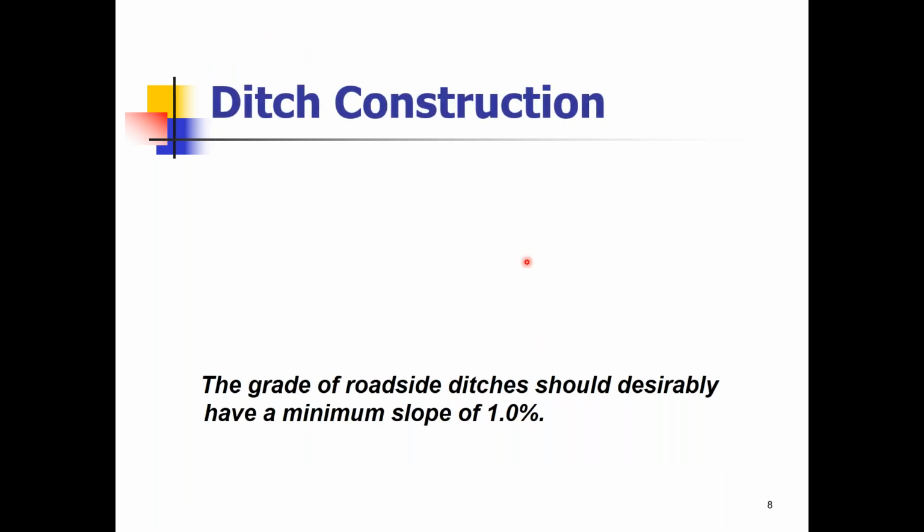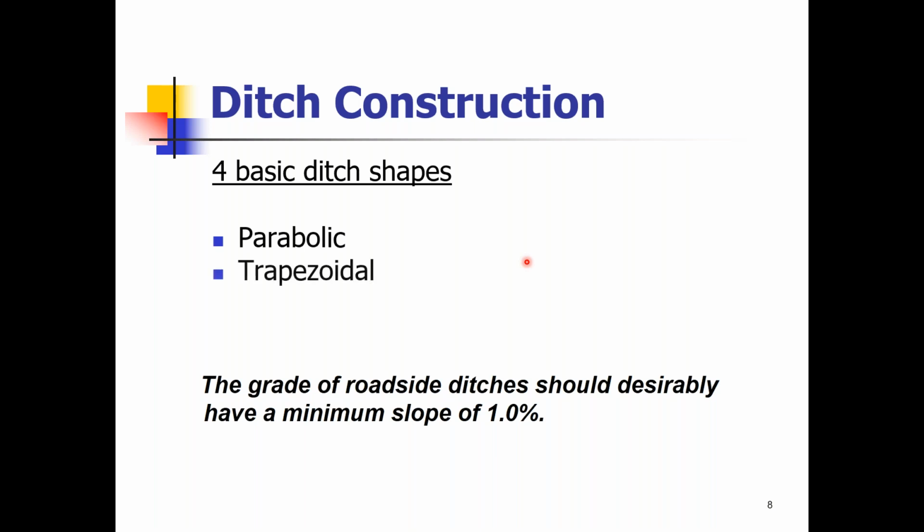When we have ditch construction, there are 4 different types that I want to talk about today. The very first one is parabolic. The second is trapezoidal. The third is a V ditch. And finally, we're going to talk about rectangular ditches as well. Typically, the grade of a roadside ditch is desirably to have a minimum slope of 1%.